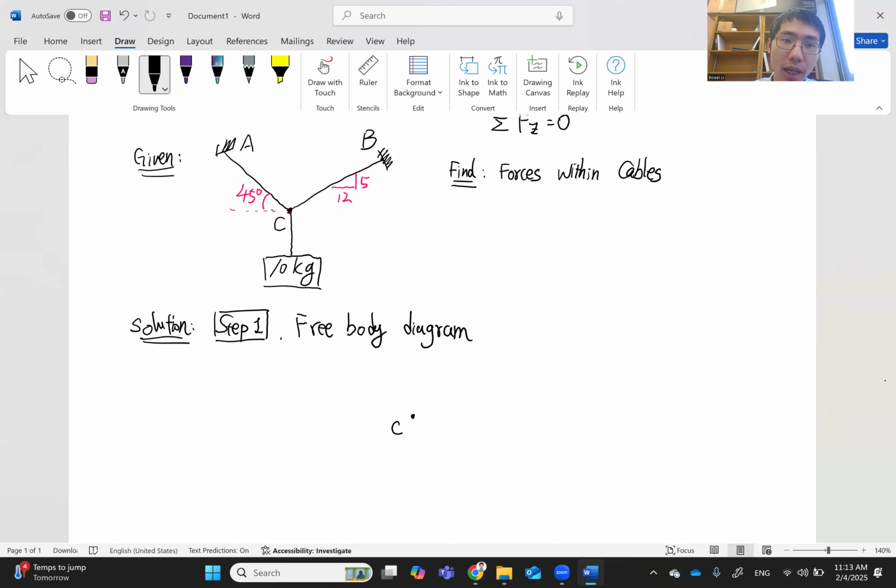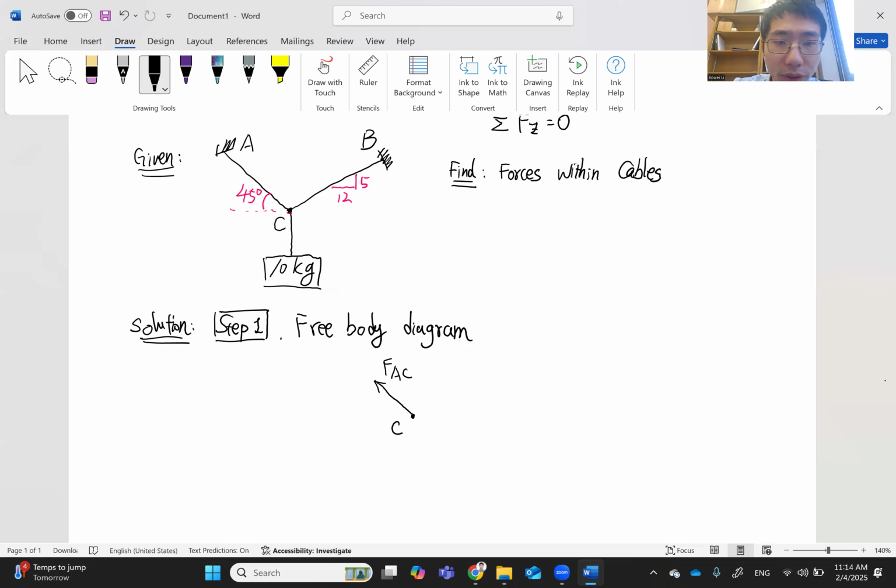First, if we look at the problem, we see that there used to be cable AC, right? Cable AC is used to connect it to C. Therefore, we should represent the forces within cable AC. So we should represent cable AC by the tension force within cable AC, right? It should be a force along the line of AC, FAC here.